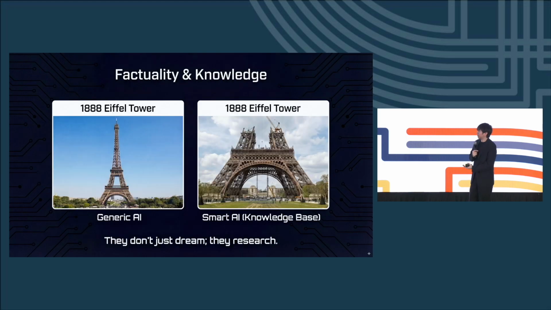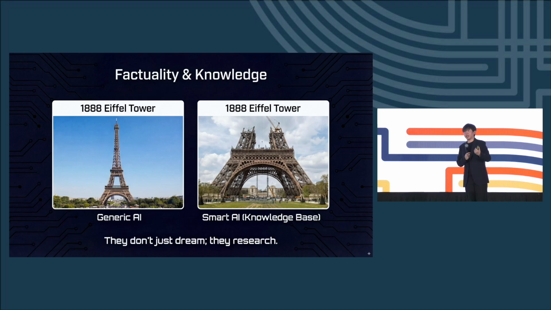The second quality or capability I think the future model should have is factuality and knowledge. Because you can imagine that a good, reliable collaborator should have enough knowledge about the world. So imagine that if you want to generate an image in 1888, because many of our training data nowadays, we take photos with a complete Eiffel Tower.